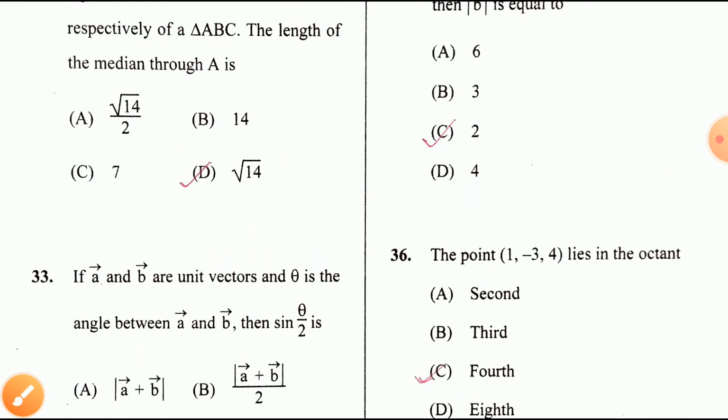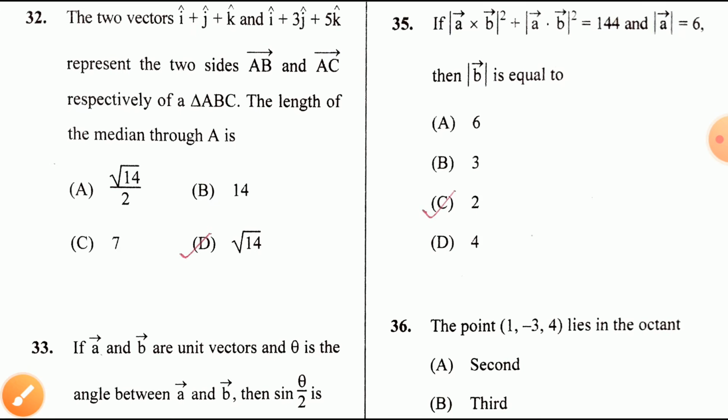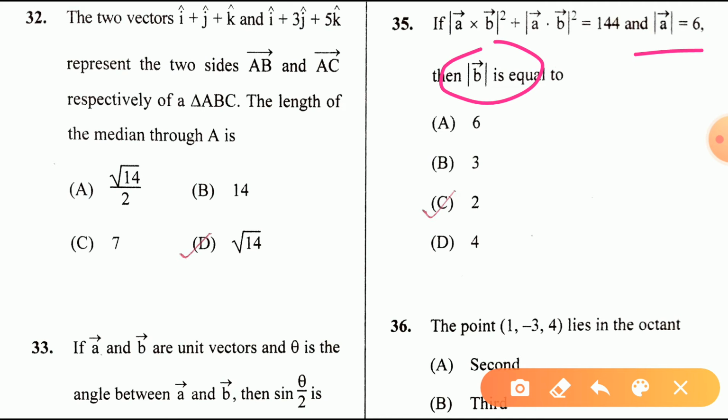Next, move on to question number 35. If magnitude of vector A cross vector B whole square plus magnitude of A dot B whole square is equal to 144 and magnitude of vector A is 6, then magnitude of vector B is 2. The right choice of question number 35 is C.